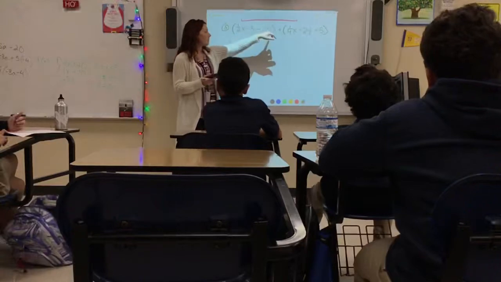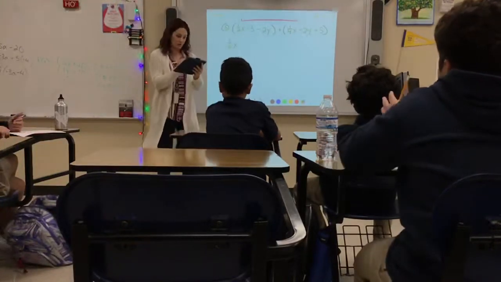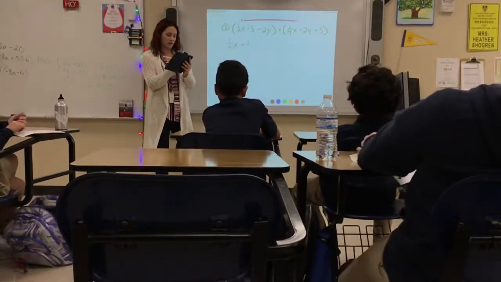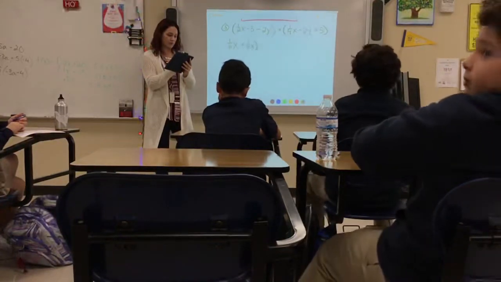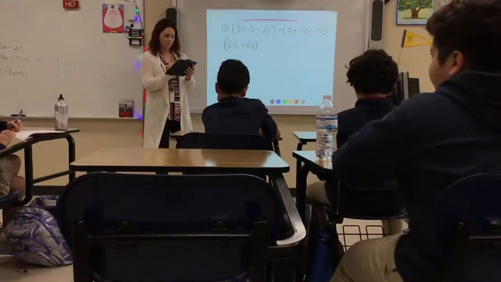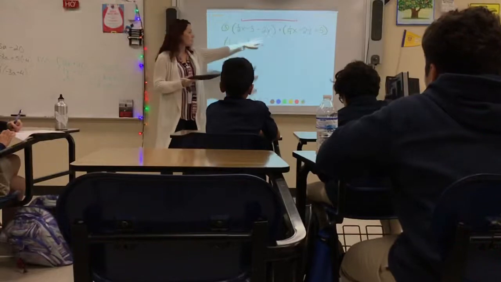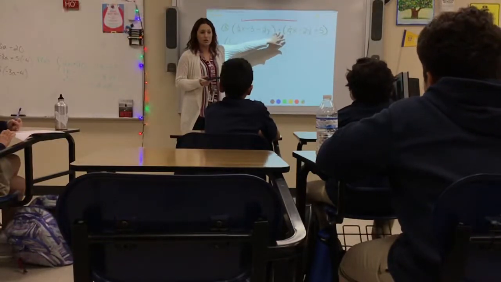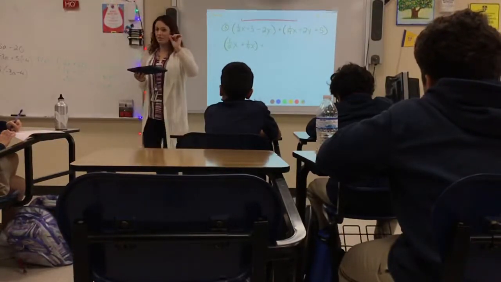1/2 x is gonna be combined with 1/4 x. So 1/2 x plus 1/4 x go together. Plus, and it's always plus because I'm adding these together. So in between the parentheses are always gonna be plus signs.